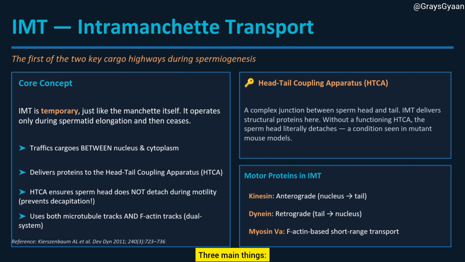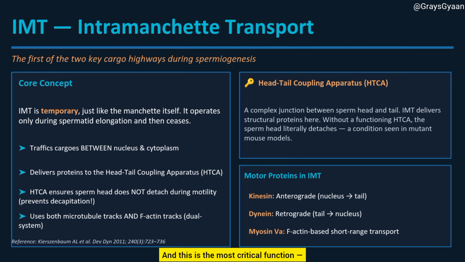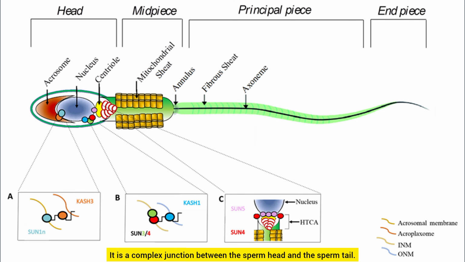Three main things. First, it traffics proteins between the nucleus and the cytoplasm. This is called nucleocytoplasmic exchange. Second, and this is the most critical function, it delivers structural proteins to the head-tail coupling apparatus, or HTCA. Now, what is the HTCA? It is a complex junction between the sperm head and the sperm tail.